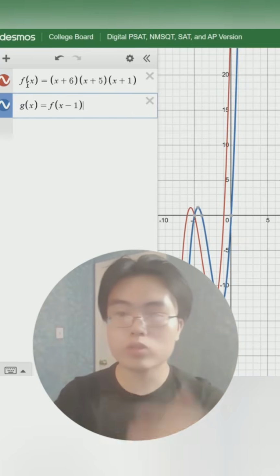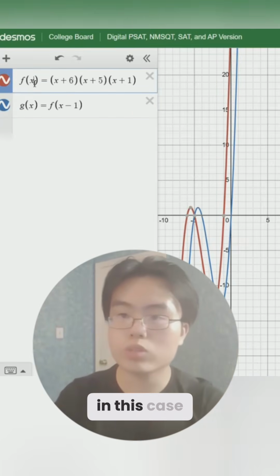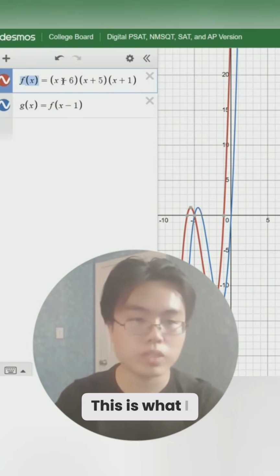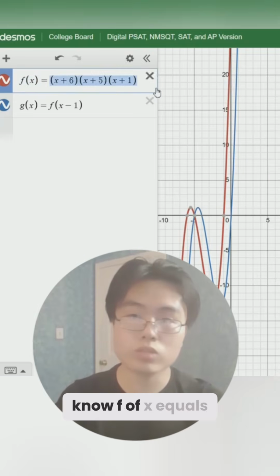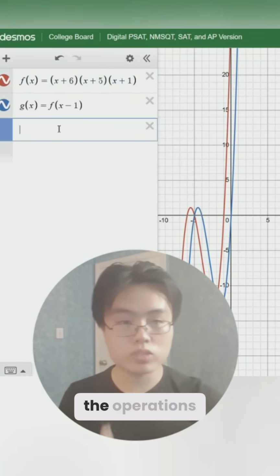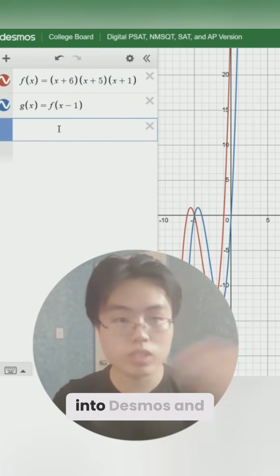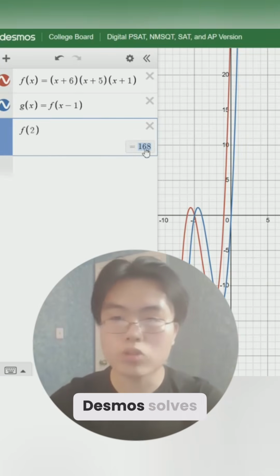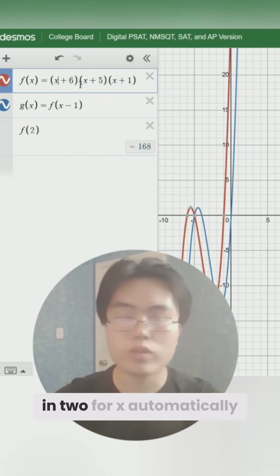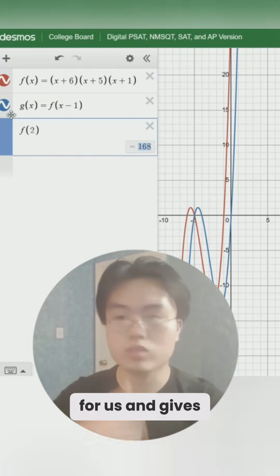So if you don't know, if you define a function in Desmos, in this case, we told Desmos what f of x equals. This is what I mean by defining the function. We said this equals that. So now Desmos knows f of x equals this. Now we can do all the operations we want. We can just type into Desmos, and Desmos will automatically do it for us. For example, if we type in f of 2, Desmos solves f of 2 for us. It just plugs in 2 for x automatically and gives us the answer.